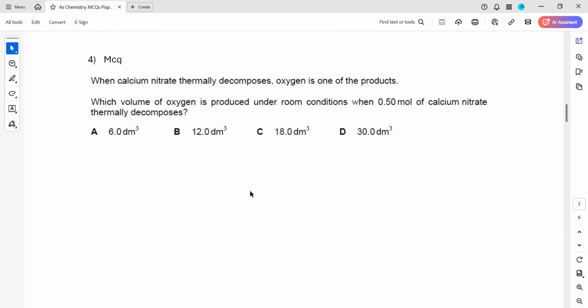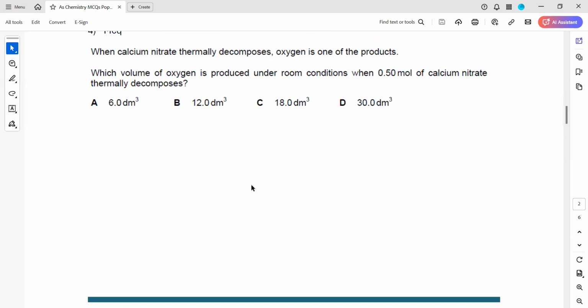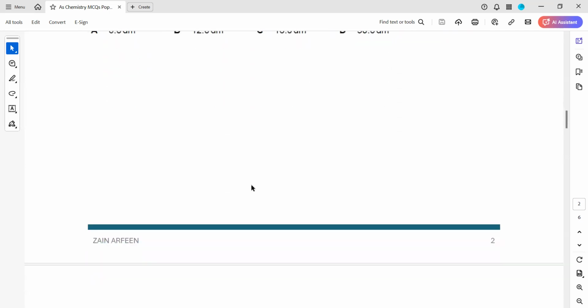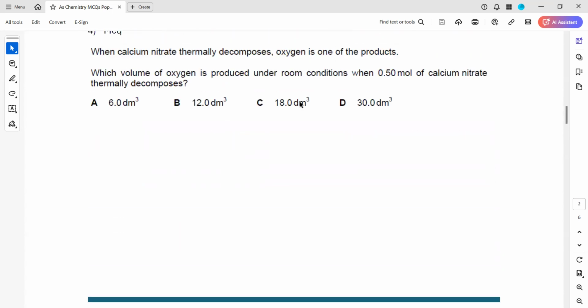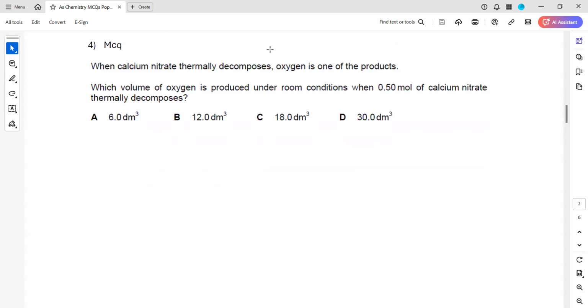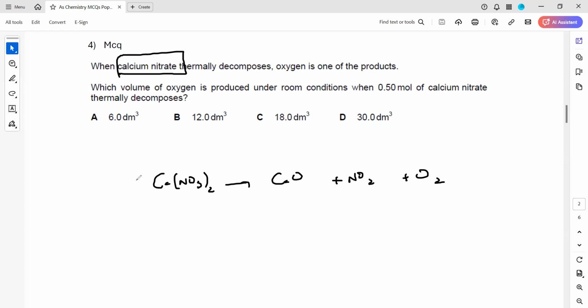Question 4, any doubt? In question 4, you have to first write the balanced equation for thermal decomposition of the nitrate. When calcium nitrate is decomposed, it will give calcium oxide plus nitrogen dioxide plus oxygen. That's the equation for thermal decomposition, and the equation must be balanced.